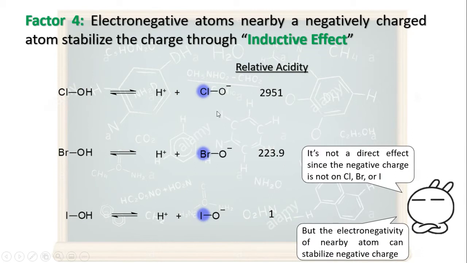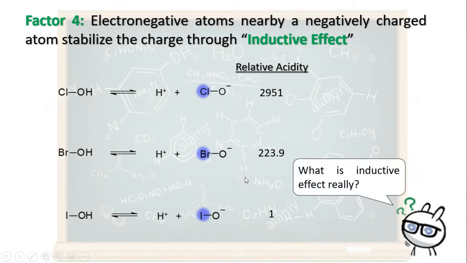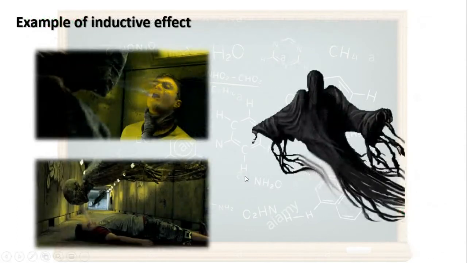So an electronegative atom nearby can affect the stability of the negative charge, and that's what we call inductive effect. But what is inductive effect exactly? I'll give you an analogy here. Anyone here a Harry Potter fan? Have you read or watched Harry Potter? This guy, what's his name? Dementor. What does he do? If he catches you, he will suck happiness out of you and you die, basically. The inductive effect does something like that.